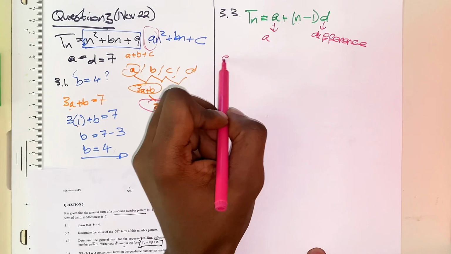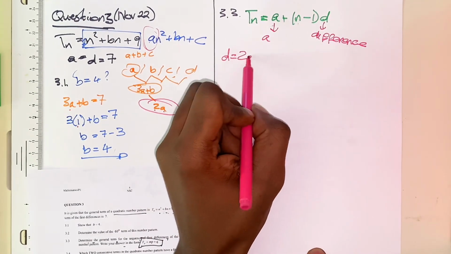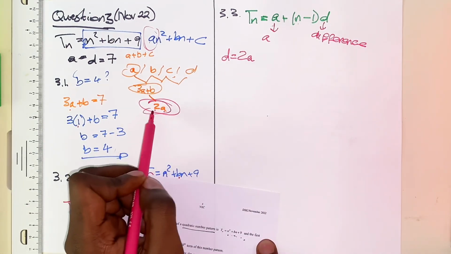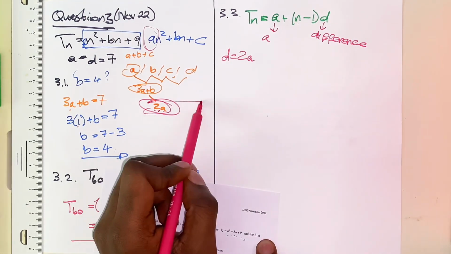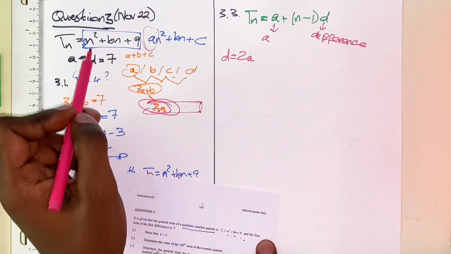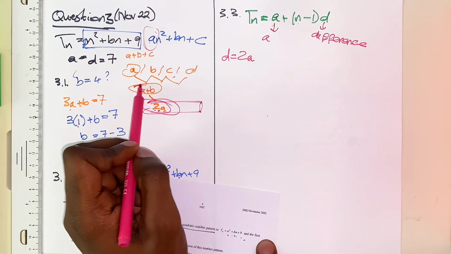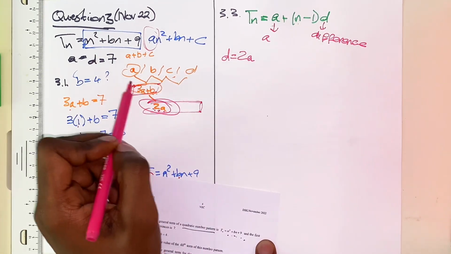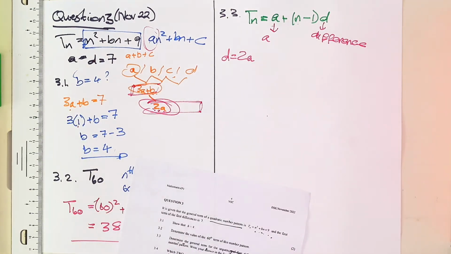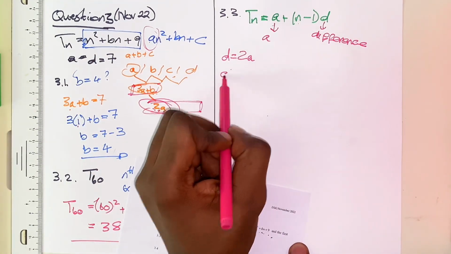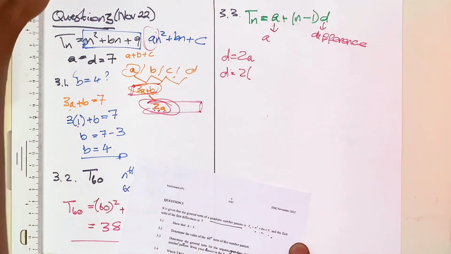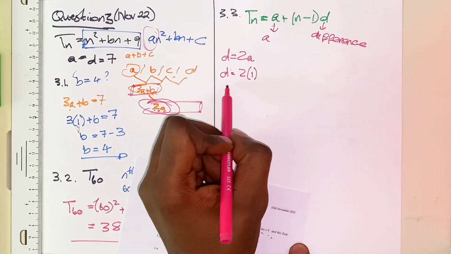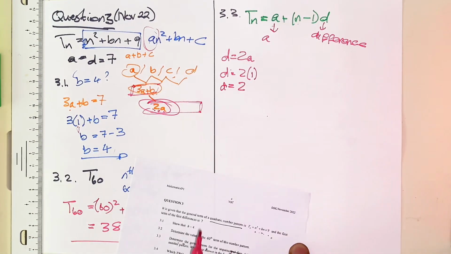Now what is our common difference? Our common difference is given by 2a, simply because we know that 2a is the first term of the second difference, and that second difference of a quadratic is the common difference of an arithmetic sequence, which is the first difference of a quadratic. I don't want to get lost in what I'm saying here. Now d will be 2 times a, and we know the value of a, which is equal to 1. So our common difference is equal to 2.